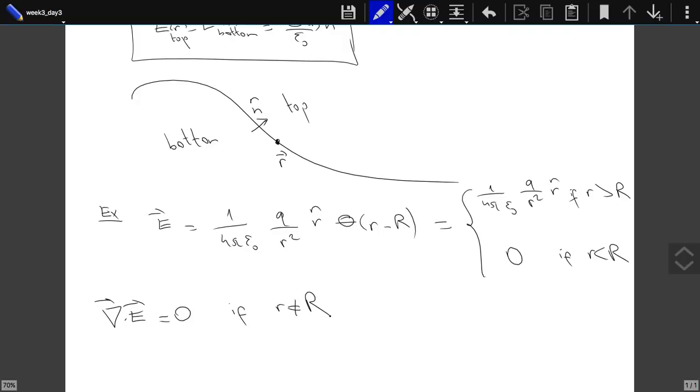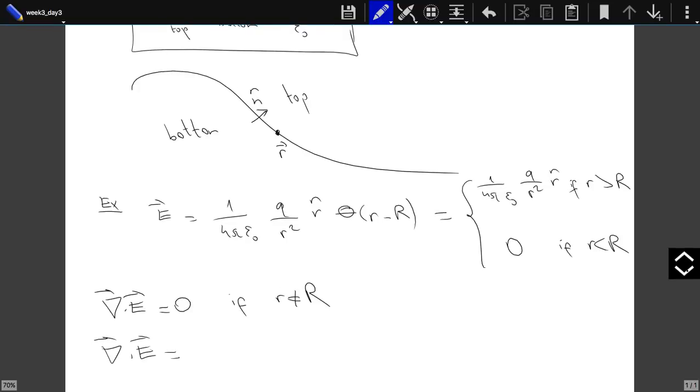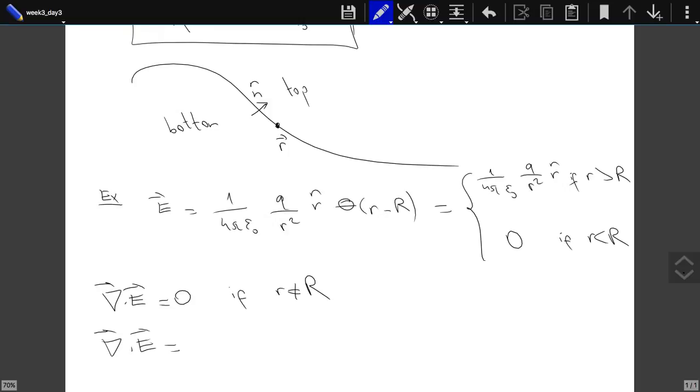If r is larger than capital R, then this is my electric field, and the divergence of that term is always 0. Or if you want to calculate it explicitly, if you look at the expression of the divergence in spherical coordinates, this is 1 over r squared, del over del r of r squared times the radial component of the electric field. Well, the electric field only has a radial component, so there are no other terms. The radial component is proportional to 1 over r squared. If you multiply with r squared, it's just a constant. The derivative just gives you 0.